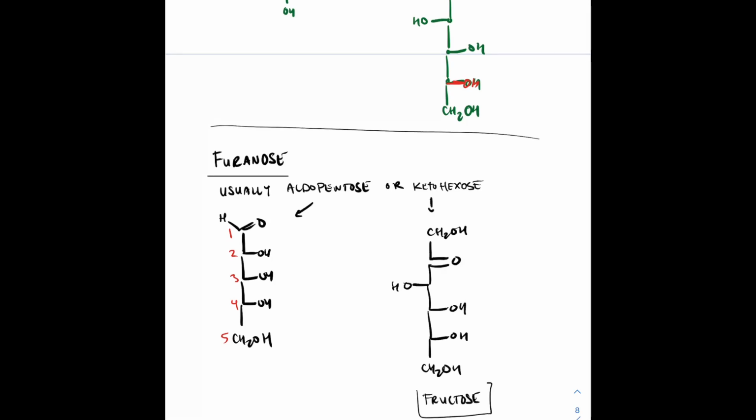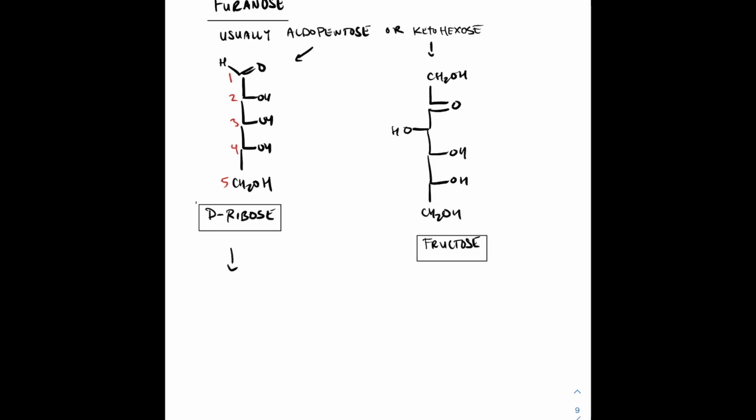The reason why this forms 5-membered rings is because that hydroxyl group at the last one on the right is what does the attacking, and that is attacking the carbonyl group, and so those are only going to be 5 members within that ring. Okay, so the structure on the right is fructose. The one on the left is D-ribose.